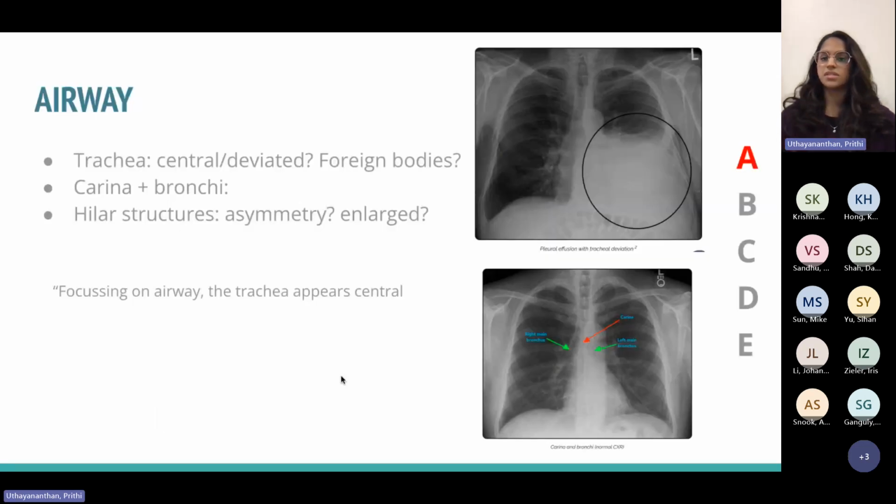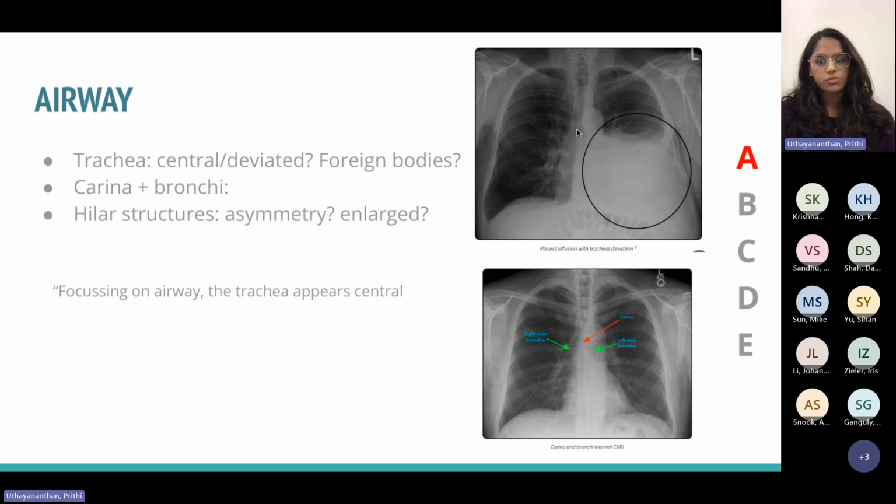Okay, so moving on to ABCDE. A is for the airway, so we want to make sure that the trachea is central. It can be slightly deviated to the right, and that is normal. But if it's significantly deviated, you'll be able to tell that it is. Otherwise, it is normal to be a little bit to the right. You want to check that there are no foreign bodies that you can see.